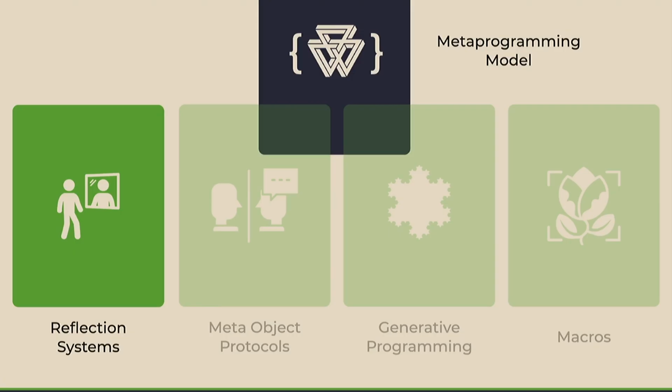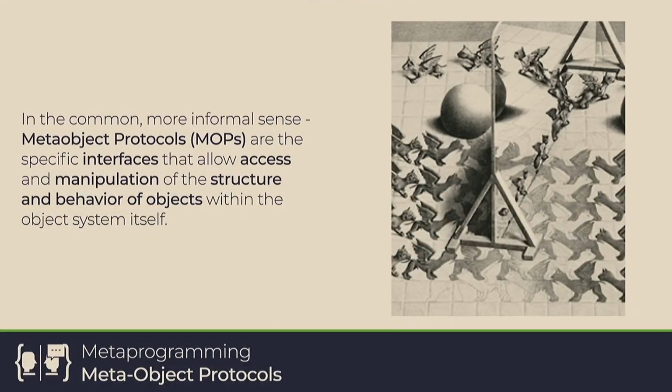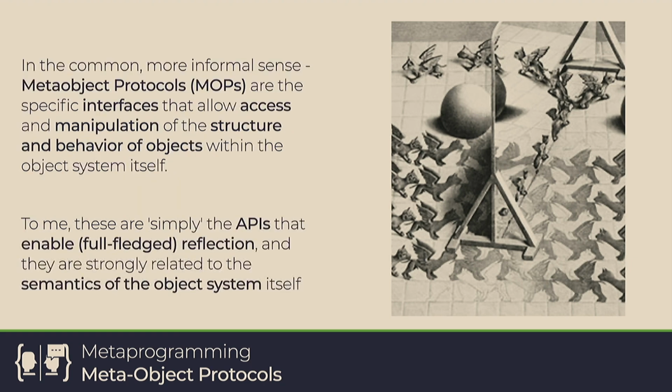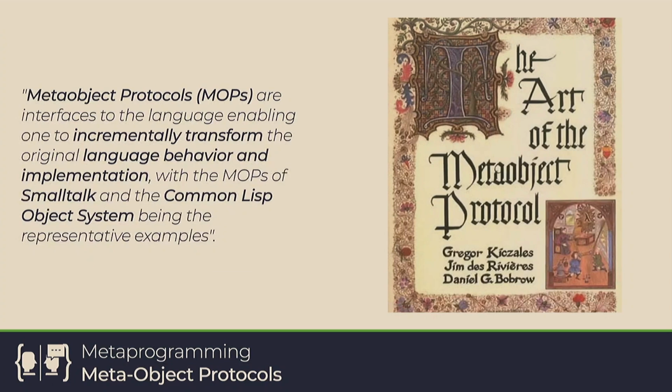So this is it. Let's go on and talk about meta-object protocols. So when you do things like reflection in general, you have APIs in object-oriented programming that allow you to do those operations that I showed you. And in fact, this meta-object protocol is just the API that typically enables full-fledged reflection. And it's important because it typically matches the semantics of the object system itself. In this beautiful book by Kiczales, one of the best books on meta-object protocols, you find pretty much the APIs that I showed you before.